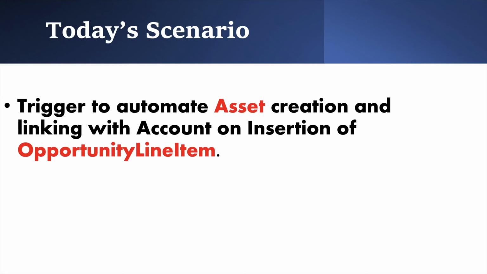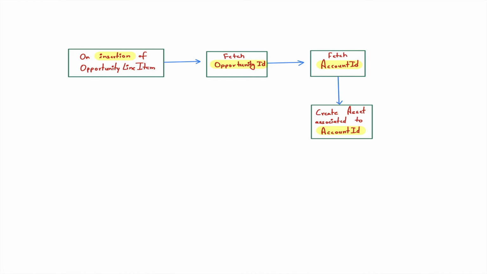Now the requirement is we need to create an asset record on insertion of an opportunity line item associated with an account. And that asset record should be associated with the parent account of the opportunity line item which is being inserted. So this is today's requirement. Now let's see what our approach will be. On insertion of an opportunity line item record, we will first fetch the opportunity ID, and using that opportunity ID, we will fetch its parent account ID, because ultimately we need to link the asset to the parent account of the opportunity record on which the opportunity line item record is being inserted. And in the last step, we will create our asset record and link it to the parent account.